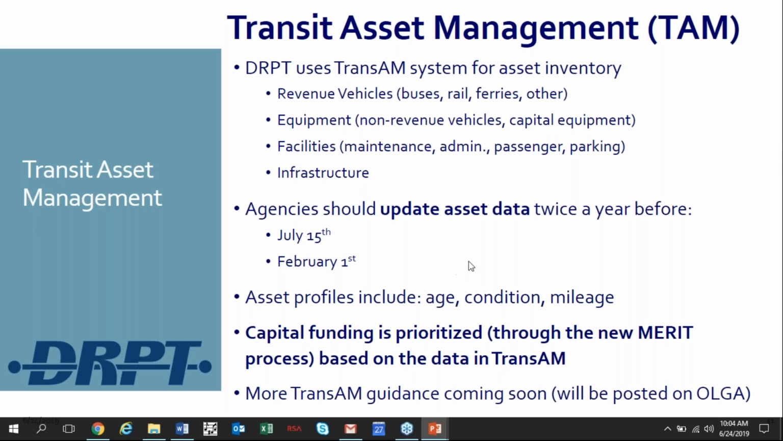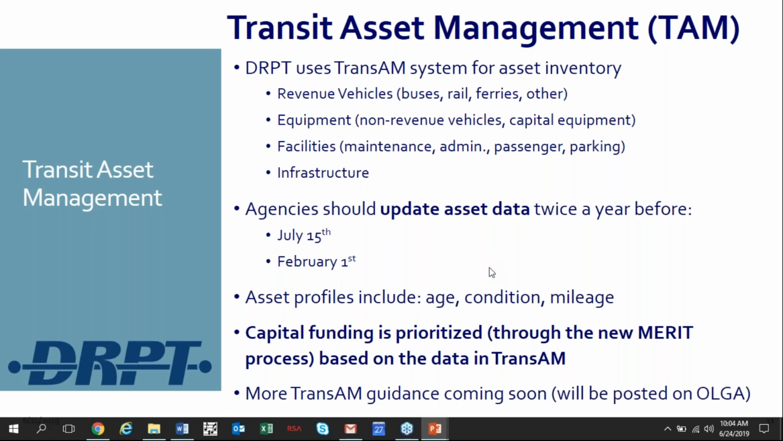DRPT asks you to update your asset data twice a year, so that's by July 15th and February 1st. And when you're updating that information, that includes the age, condition, and mileage, if applicable, for any type of those assets. So if they aren't already entered, then you're entering that asset into TransAM, and if the profile is already entered, then you're just updating that data.